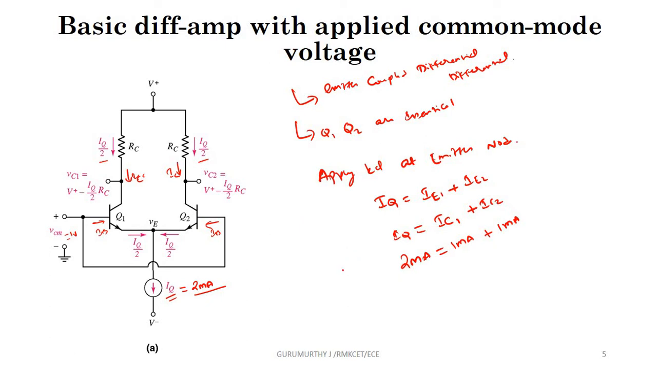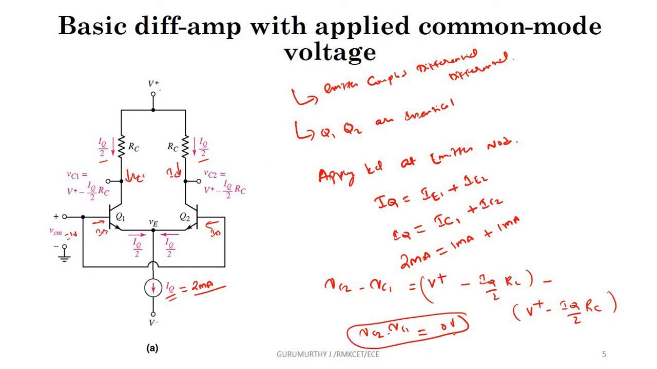Now I am going to calculate VC2 minus VC1. What is VC2? VC2 is the voltage at the collector of the second transistor. It is V plus minus the drop across RC, which is (IQ by 2) times RC. Minus VC1, which is V plus, and here also the drop across RC is (IQ by 2) times RC. So when you calculate the output voltage, the difference in output voltage is equal to 0. So it conveys that when the input is the same, the output is 0. That is the purpose.